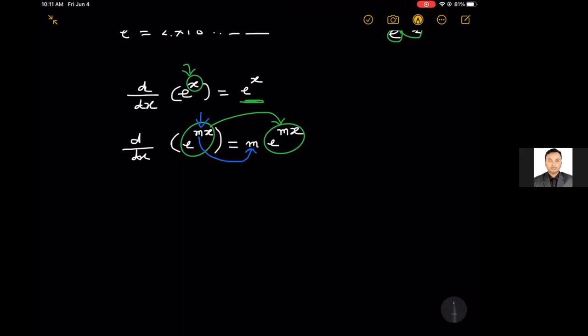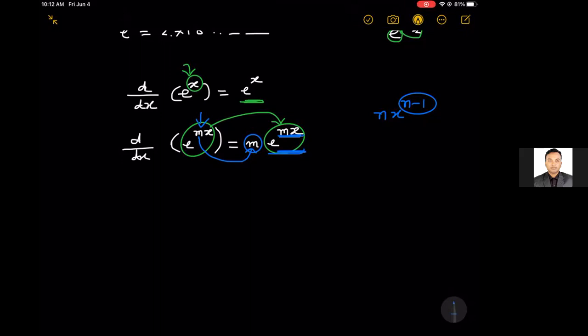that will come down in front. Again, for e to the mx, for any value of m, you'll get e to the mx, but this m will come in front. As you can see, you might get it mixed with this formula. It's not the same, by the way. It was actually one less than the exponent, whereas here we have the same exponent.